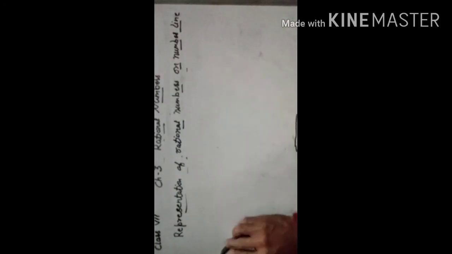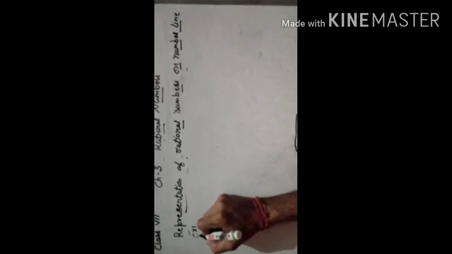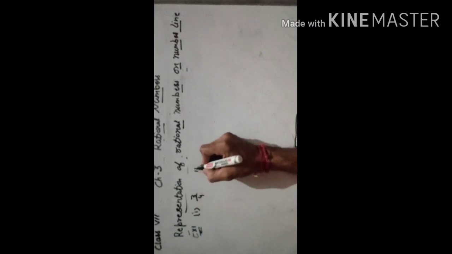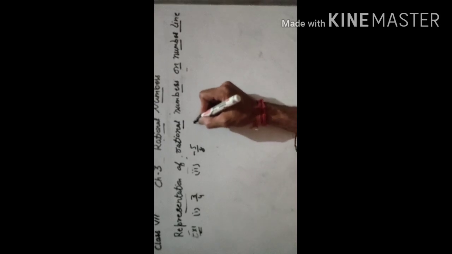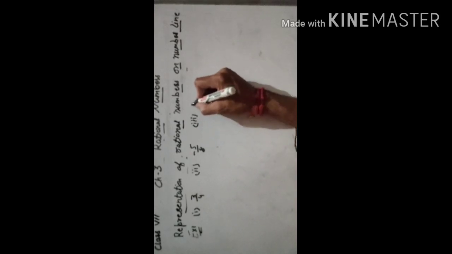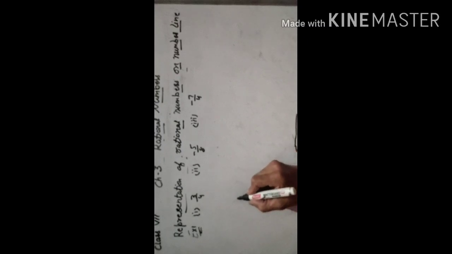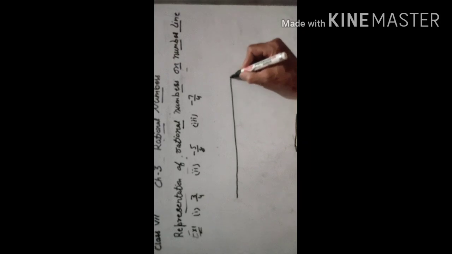Now come to example number 1, that is, draw a number line and represent the following rational numbers on it. First part is 3/4, second part is -5/8, and third part is -7/4.